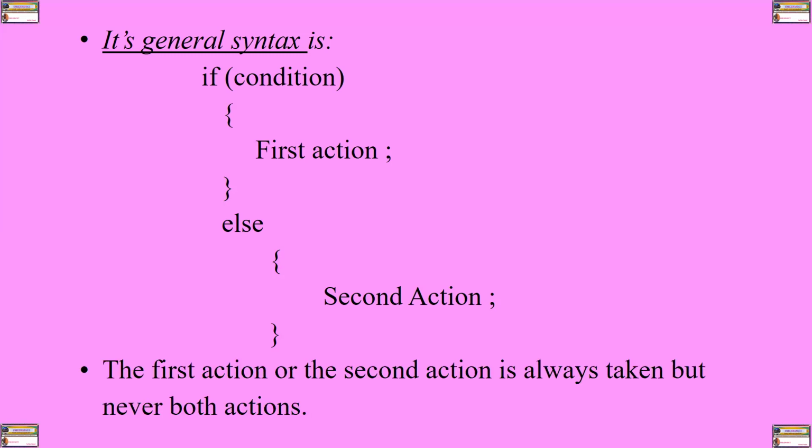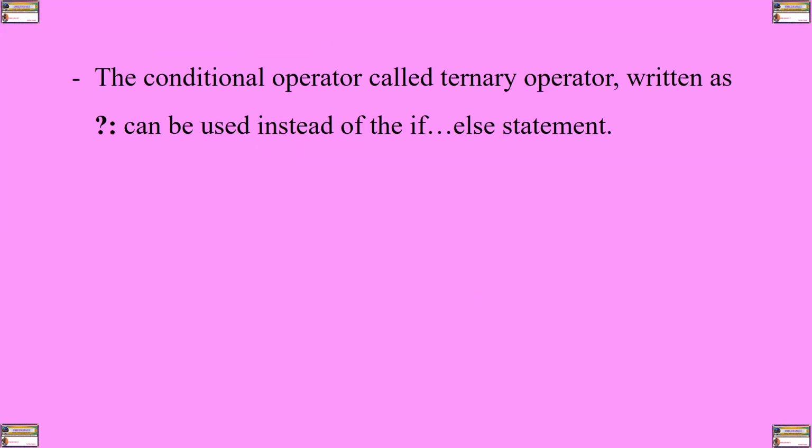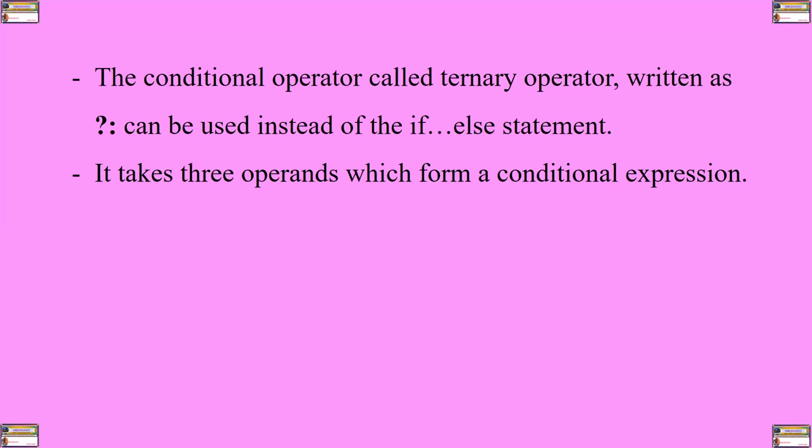So it simply means that the first action or the second action is always taken, but never both actions. If the first action is executed, the second action is skipped. If nothing is done under the first action, then the second action is taken. The conditional operator that we call the ternary operator, where you have the question mark and colon but treated as a single operator, can be used instead of the if-else statement.